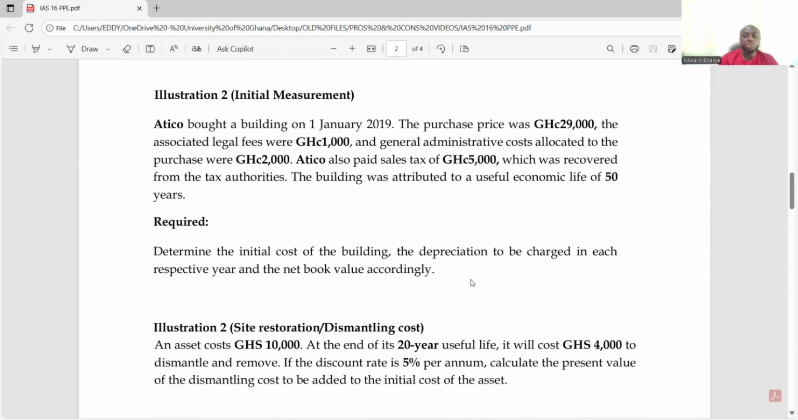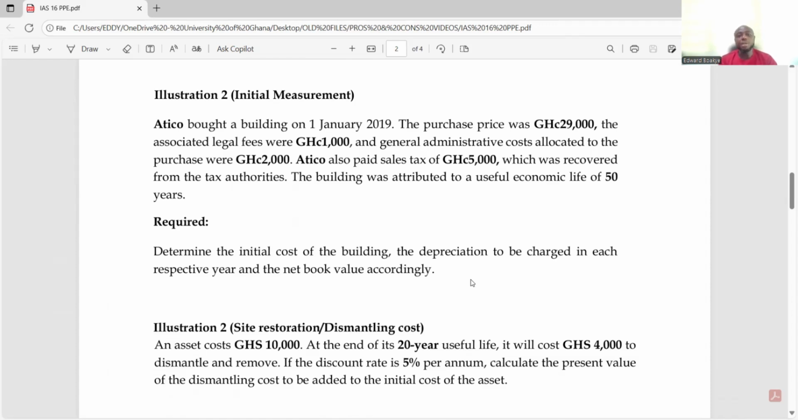Now, let's look at illustration 2. Atiku bought a building on 1st January 2019. The purchase price was 29,000. The associated legal fees were 1,000, and general administrative costs allocated to the purchase were 2,000. This is general. So the moment you see the word general, it means you don't touch it. They are just trying to associate some with the purchase. No. Once it's general, we are not going to touch it.